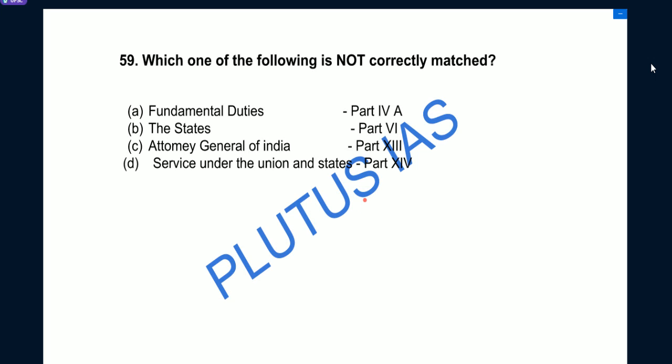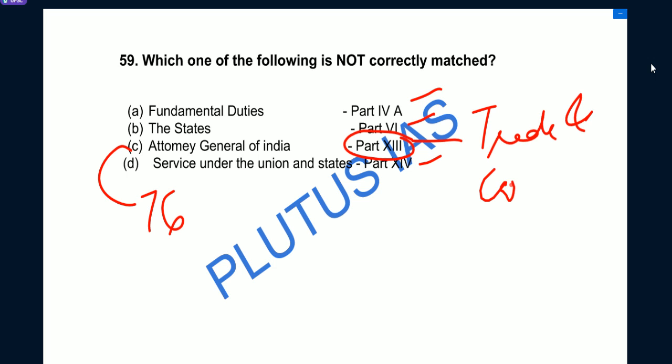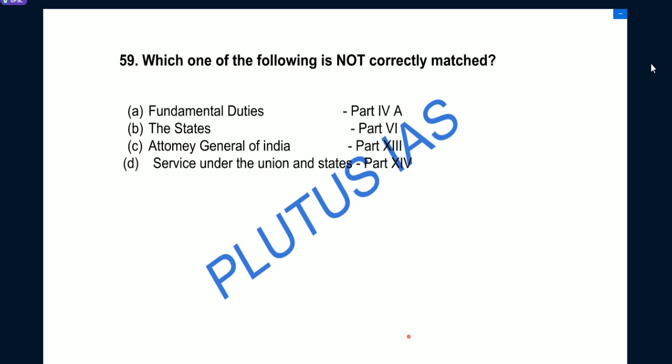Next question, which one of the following is not correctly matched? Okay, question number 59, इनमें से कौन सा correctly matched नहीं है? फंडामेंटल ड्यूटीज तो सही है. पार्ट 6 स्टेट्स हैं. पार्ट 14 सर्विसेज अंडर यूनियन स्टेट्स है. अटॉर्नी जनरल ऑफ इंडिया कम्स अंडर आर्टिकल 76 एंड अंडर पार्ट 13 दिस रिलेट्स विद ट्रेड एंड कॉमर्स. ठीक है, दिस रिलेट विद ट्रेड एंड कॉमर्स. सो C is the correct answer.